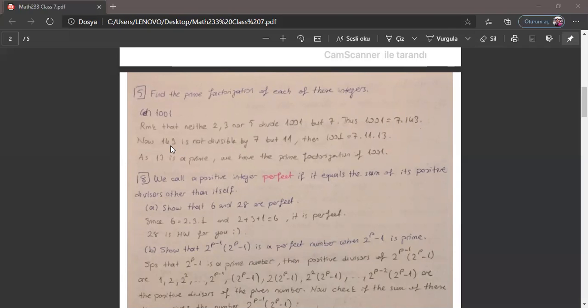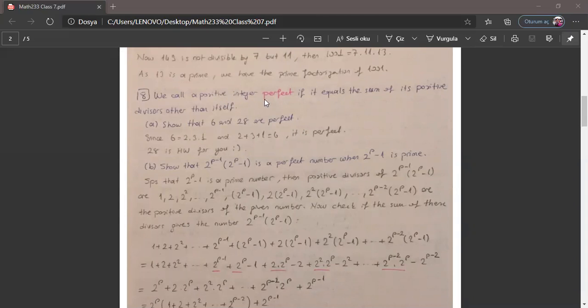It is not divisible by 7, but after 7, the first prime we find which divides this number is 11. Then we rewrite this number, 143, by dividing this. So we get 11 times 13 for this number, okay? And we had 7 before. So here we have the prime factorization of this given number, because 13 is already itself a prime. We don't have to do anything more, so we have this.